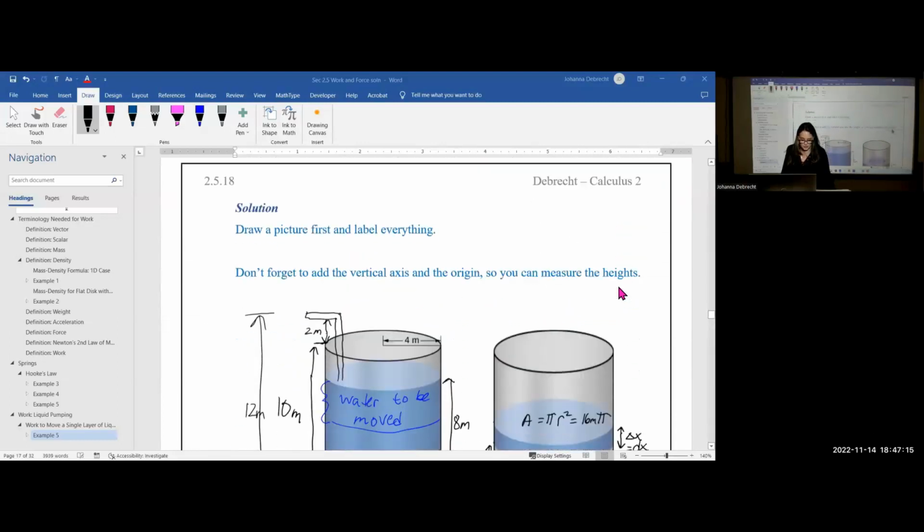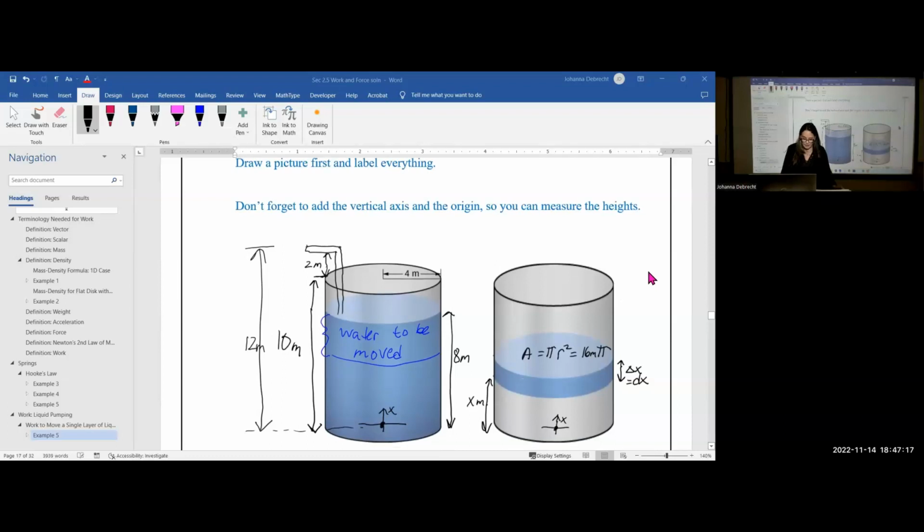So the first thing we want to do is draw a picture and label everything we can think of. I have my tank, which looks like this one on the left, and my tank happens to be 10 meters tall. So from the top edge of the tank to the bottom of the tank is 10 meters. Now the outlet pipe is located 2 meters above the top of the tank. So the outlet pipe is a full 12 meters from my origin, which is down here at the bottom center of my tank.